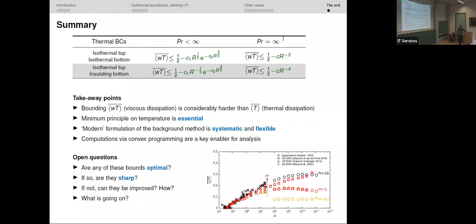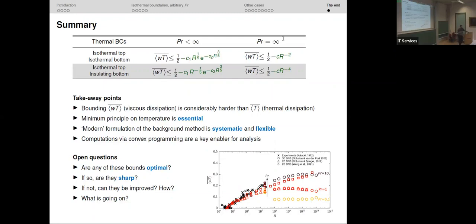There are, of course, some open questions. We don't know if any of these bounds are really optimal in terms of their scaling and the powers that you see. We don't know if they are sharp. Are there solutions to the Boussinesq equations that display this type of scaling? Perhaps it doesn't seem very likely to have an exponentially decaying approach to a heat transport that is 1/2, but I don't know. If they are not sharp, how can we improve the bounds?